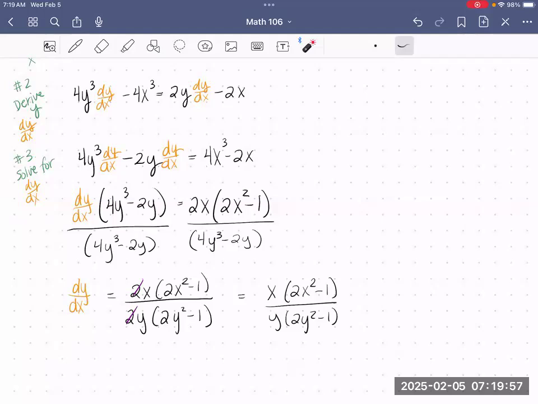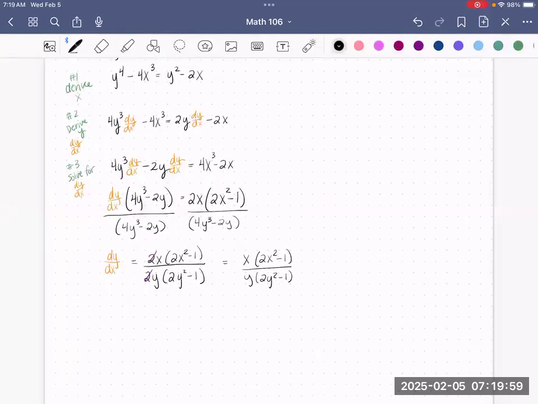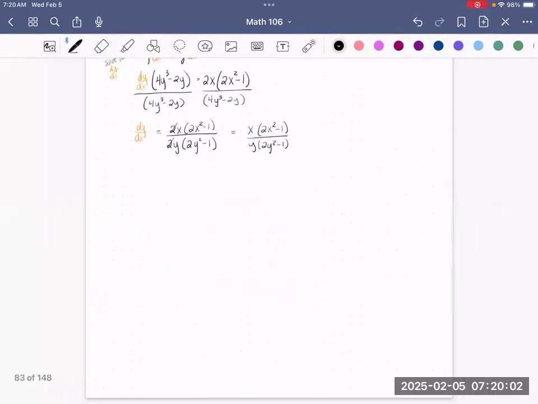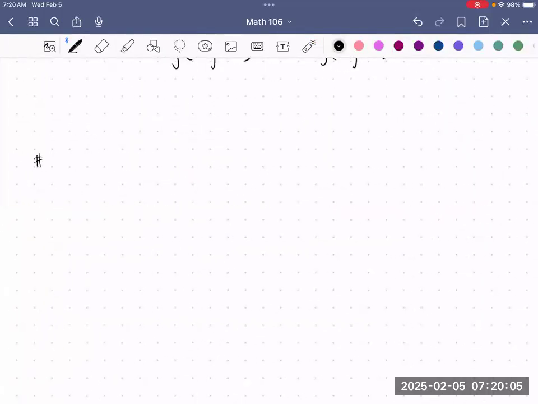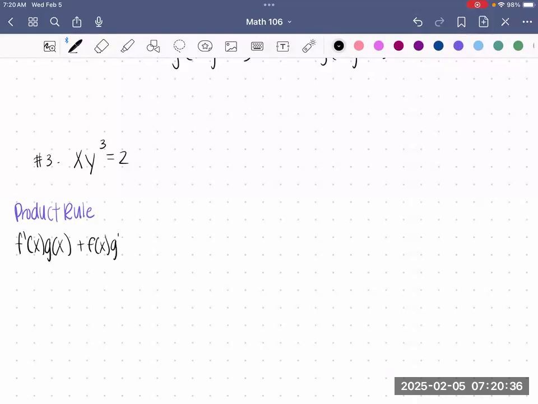Let's try one more. Let's try x y cubed is equal to 2. See if you can pause the video and try these out. Well, we do have the product rule here, which, keep in mind how it goes, just says f prime of x times g of x plus f of x times g prime of x.